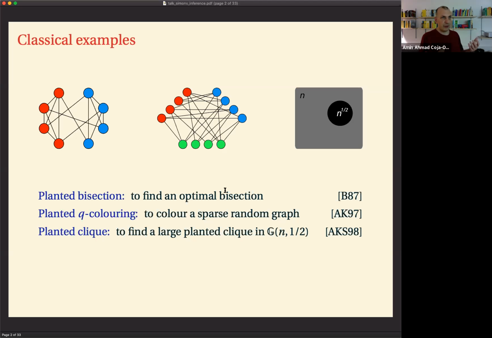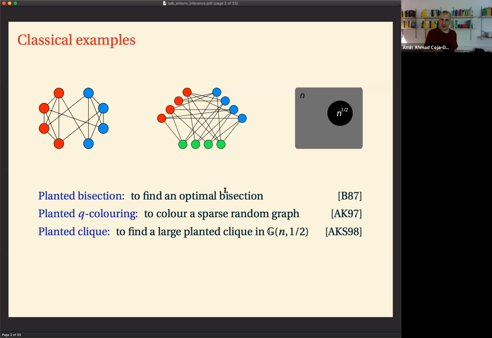Also, there's a very well-known work by Alon and Kahale from 1997 about the planted coloring problem. So here what you would do is you would take a set of vertices, assign them random colors, and then create a sparse random graph on this vertex set such that the colors that you prescribed for the vertices are a proper coloring of the resulting random graph. And then your objective would be, given just the graph, to find any Q-coloring of this graph.